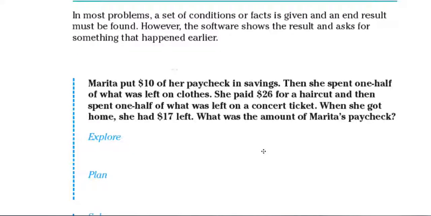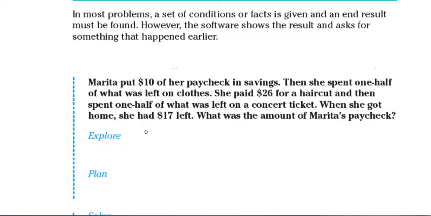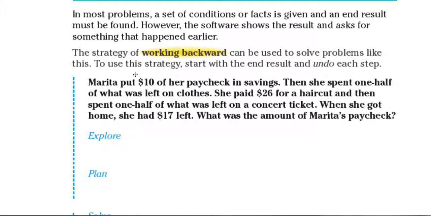So that is working backward in that particular activity. In most problems, a set of conditions or facts is given, and an end result must be found. However, the software shows the result and asks for something that happened earlier. The strategy of working backward can be used to solve problems like this. To use this strategy, work with the end result and undo each step. This word undo is important because we're going to use that a lot when we are solving equations. Again, start with the end result and undo each step.